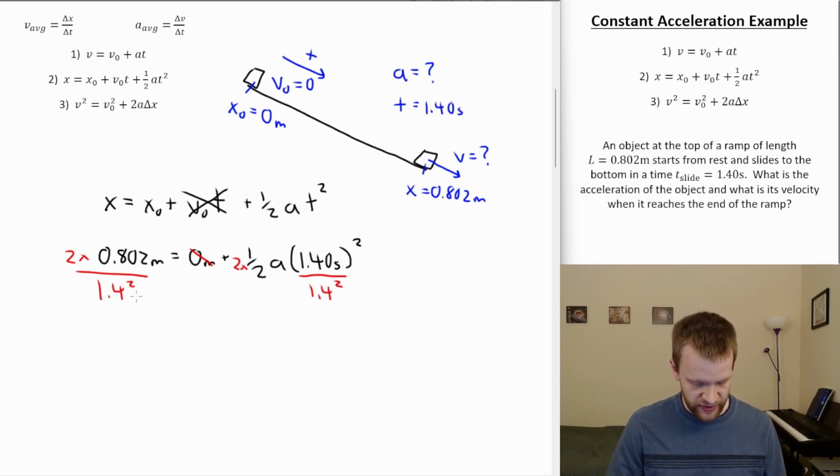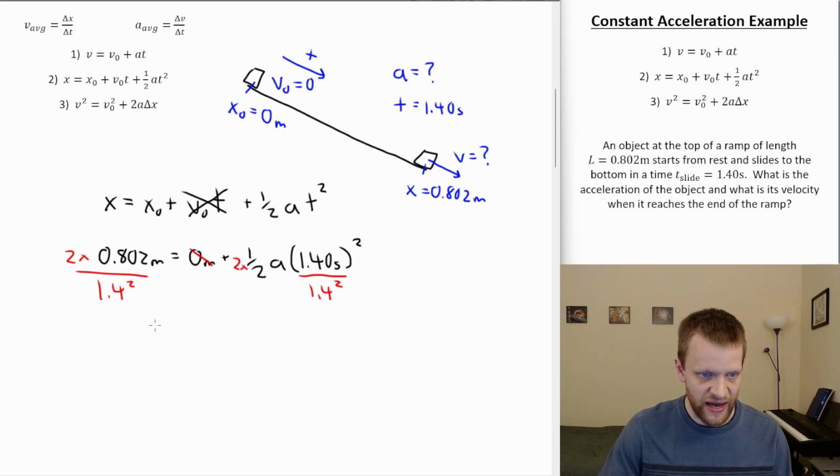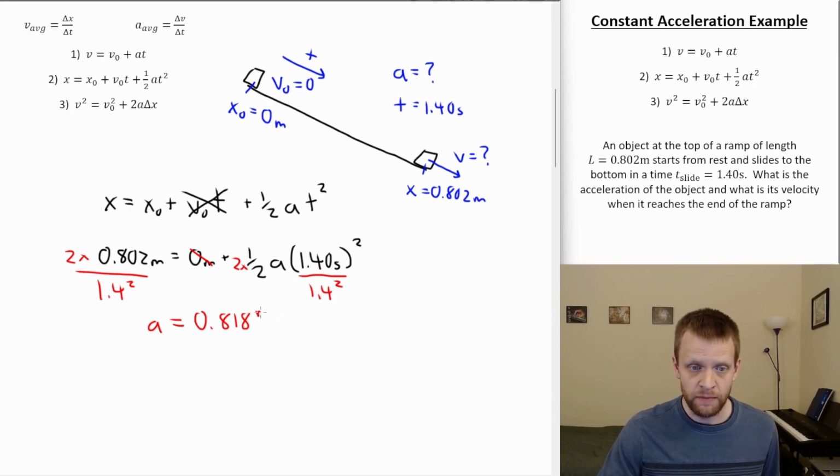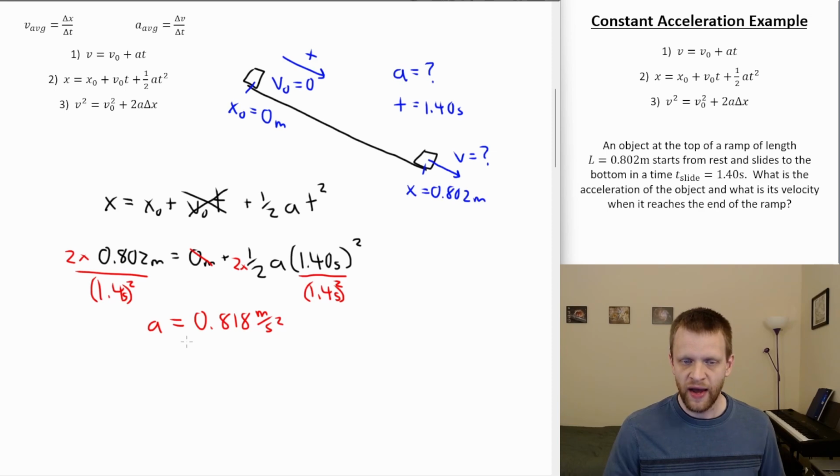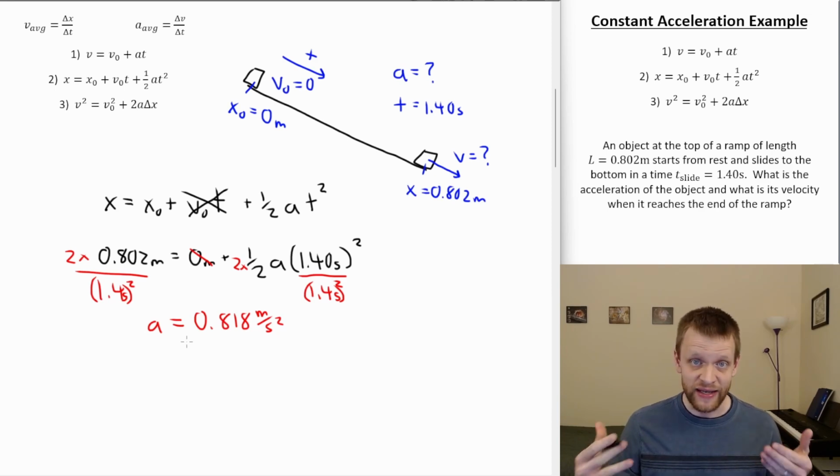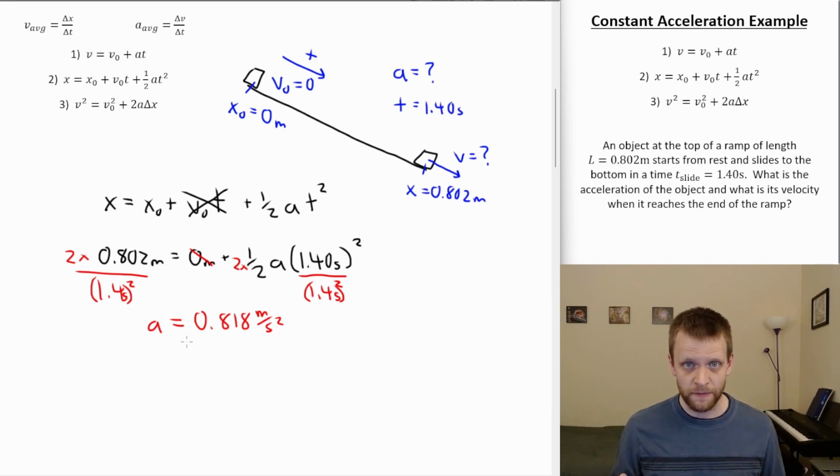And when we evaluate that, we get our value for acceleration being 0.818, and that would be in meters per second squared. We're dividing by 1.4 seconds squared. So let me include those units. And we get that acceleration, again, in meters per second squared.